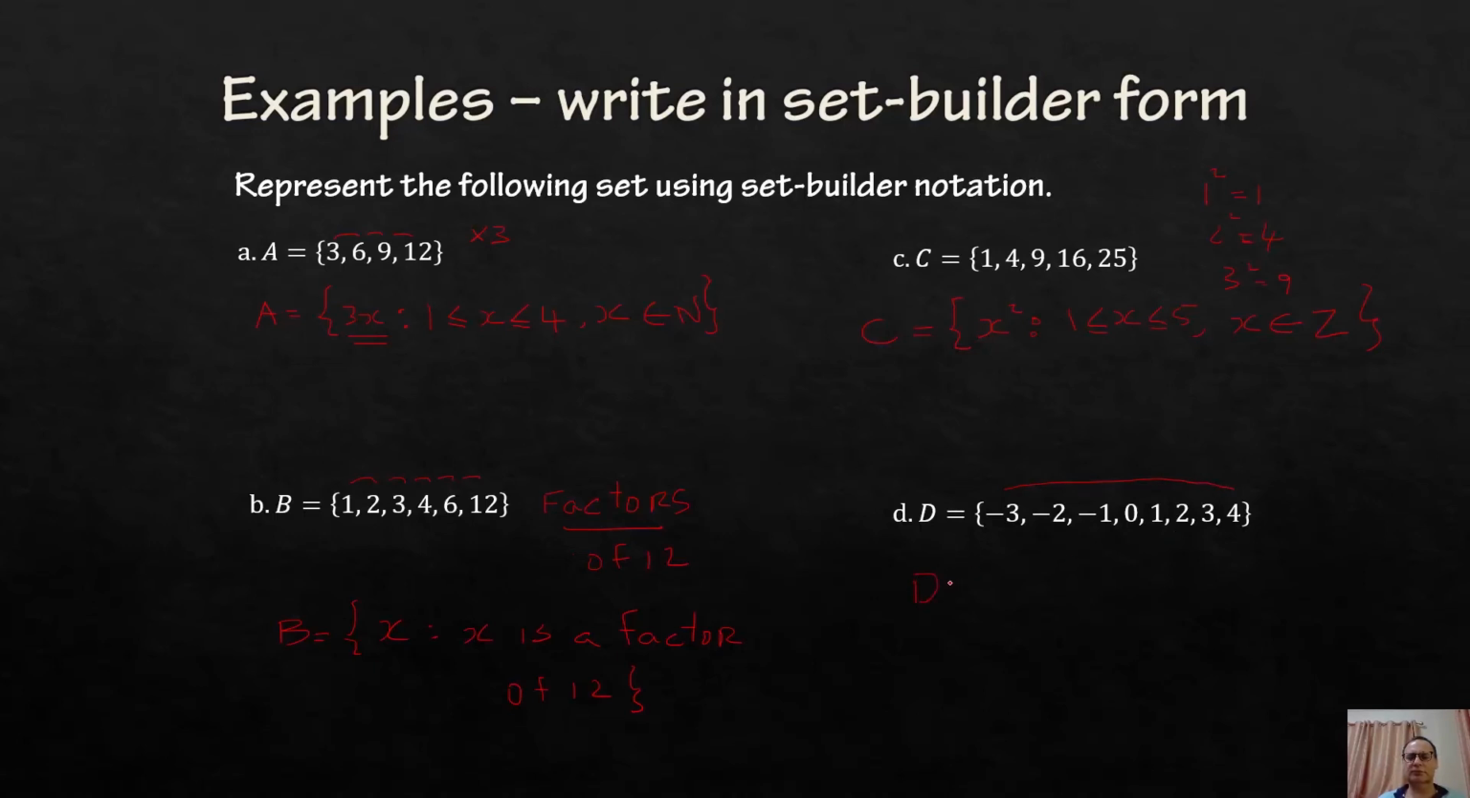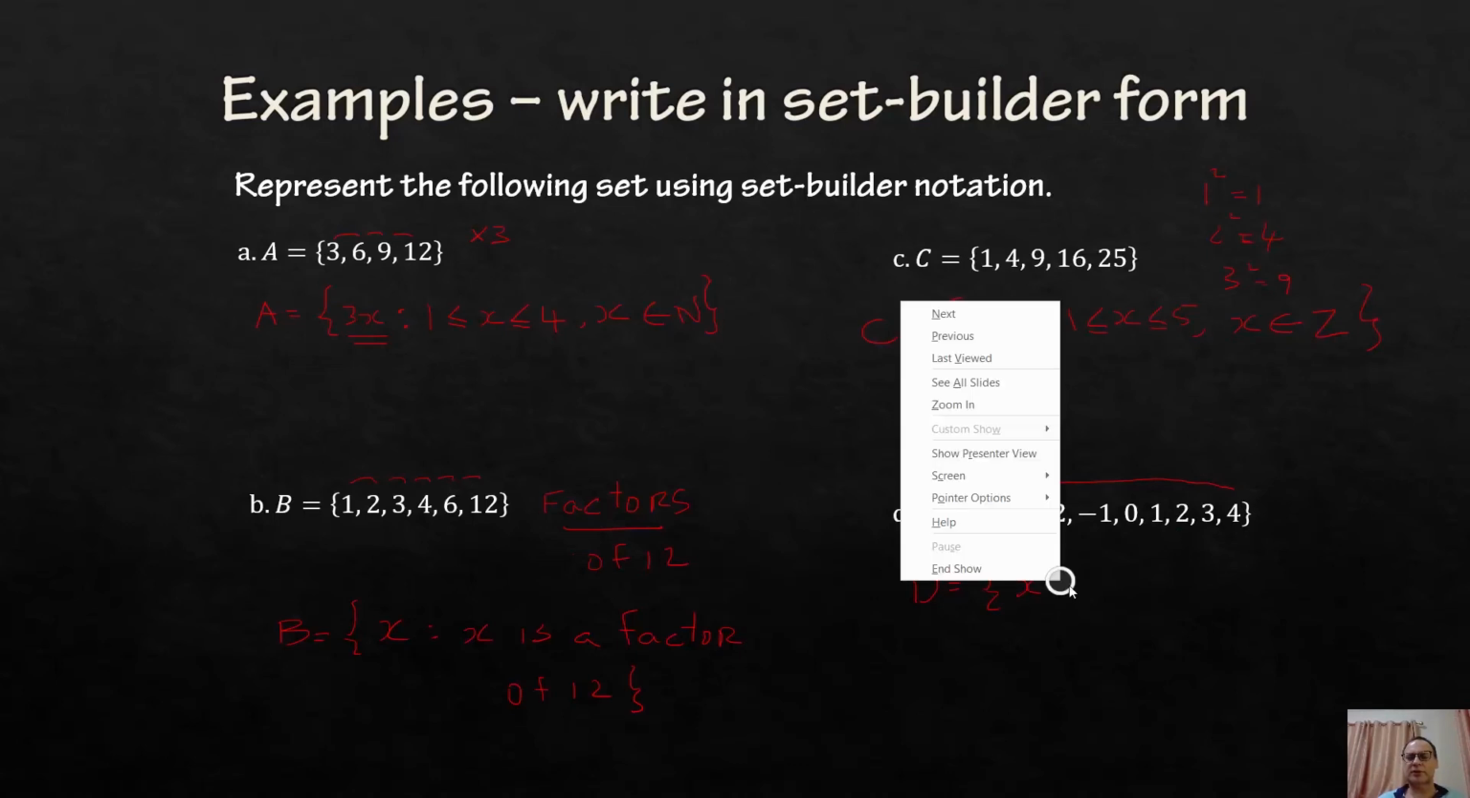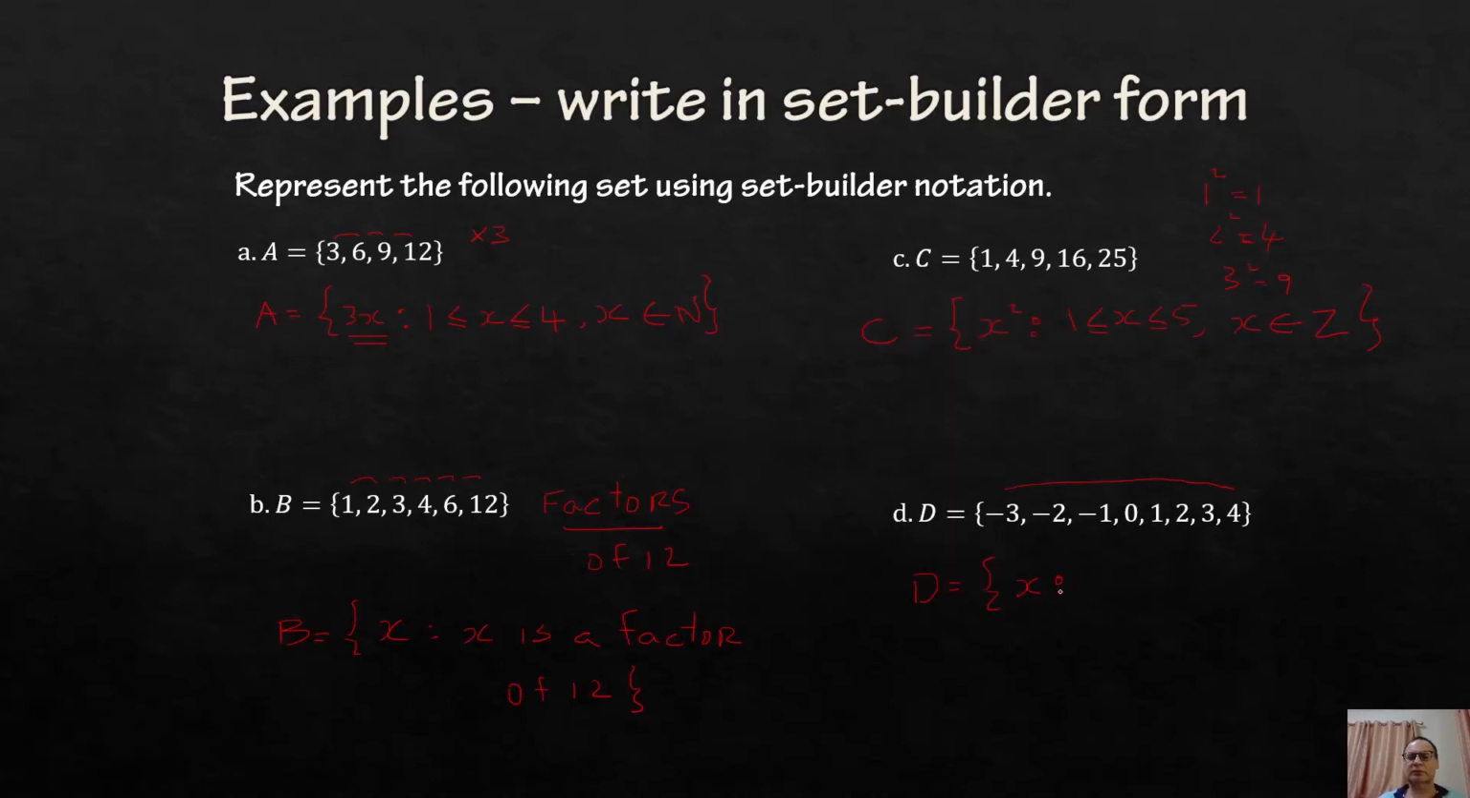So D is x such that x is between -3, and they're all there up until 4. And x is an integer, Z.